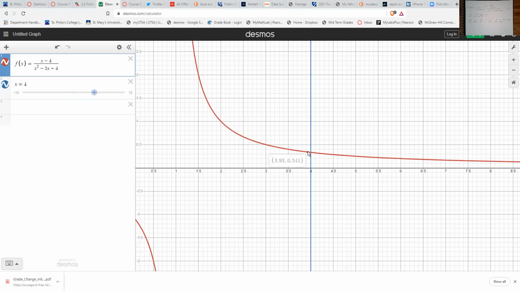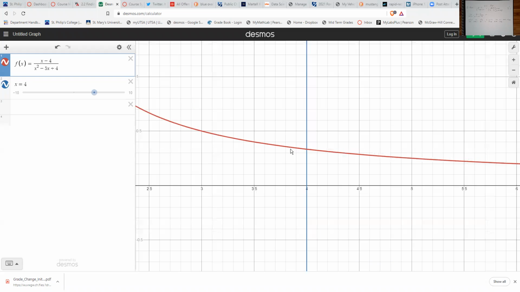Usually it clicks the intersection, but that's okay. Anyway, so I'm grabbing this point. From the left direction, as I get closer and closer to 4 on the x-axis, what is my y? What are the y values doing? Do you see them? Going 3. Looks like it's going to 0.33, right?